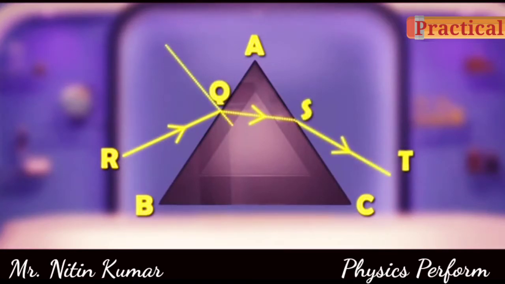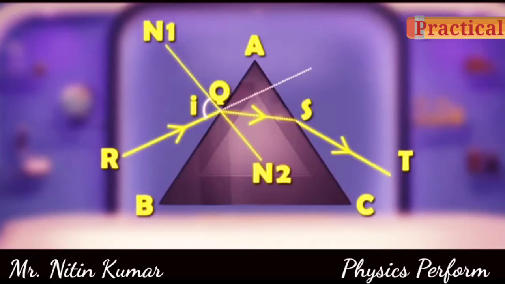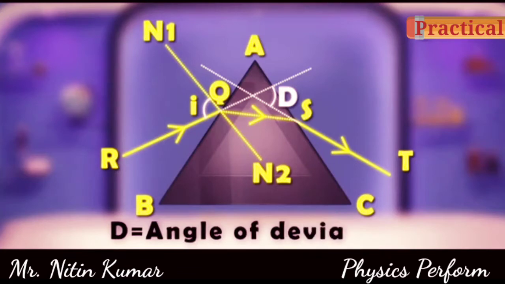When a normal is drawn on the surface of the prism AB at a point Q, the angle between the normal and the incident ray is called the angle of incidence, and it is denoted by I. When you extend the incident ray in the forward direction and the emergent ray in the backward direction, they make an angle D, which is called the angle of deviation.